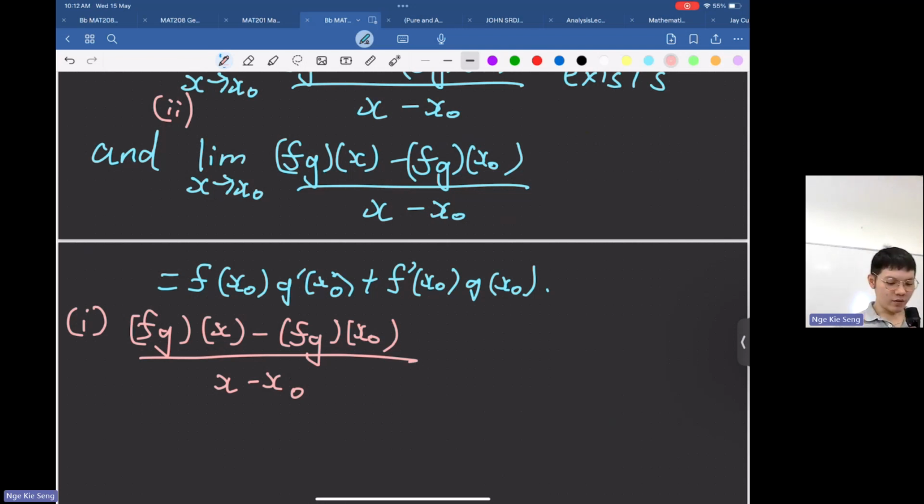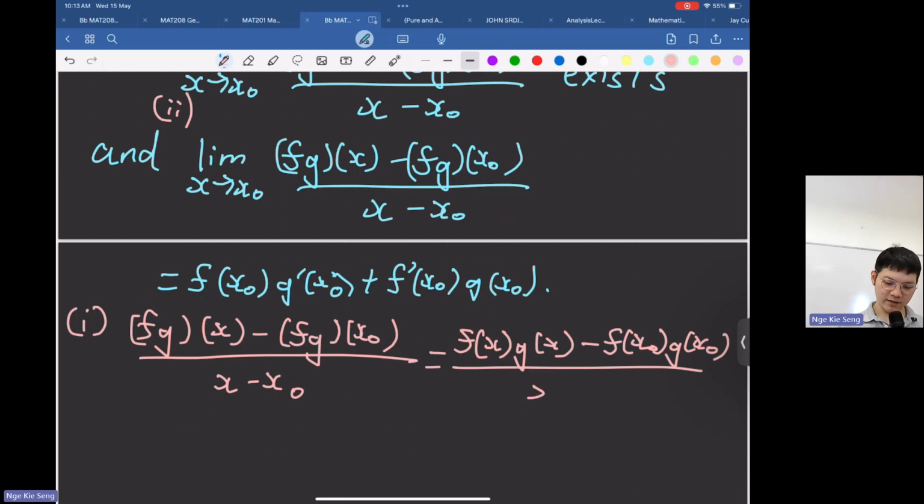What does this equal to? What is the product function? What does the product function define? How to evaluate a product function at a point? It is f(x)g(x) minus f(x naught)g(x naught) over x minus x naught. And how far are we from this term here?